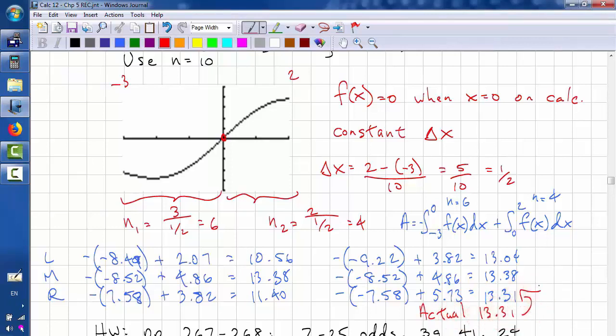So our most accurate answer happens to be the right rectangular approximation this time. So it's not always the middle one that's going to give you the accurate value. It depends on the symmetry of the function and the partitions. And that completes this lesson.